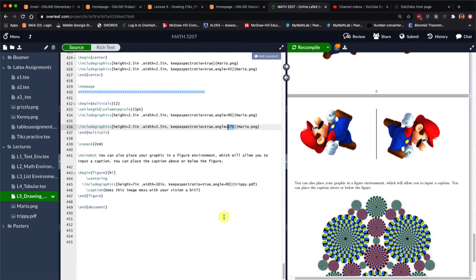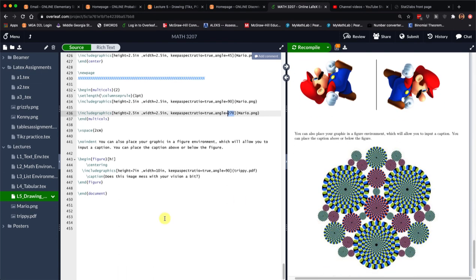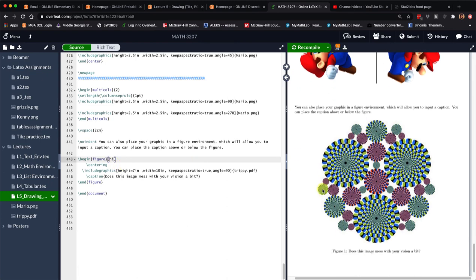You can also place your graphic in a figure environment, which will allow you to input a caption. All right. The figure environment works a lot like the table environment, where we had to put the H, which I showed you guys in the last lecture. We had to put that here because you want the image to go here, and the exclamation mark kind of ignores the floating, and we'll put the image right where you want it.